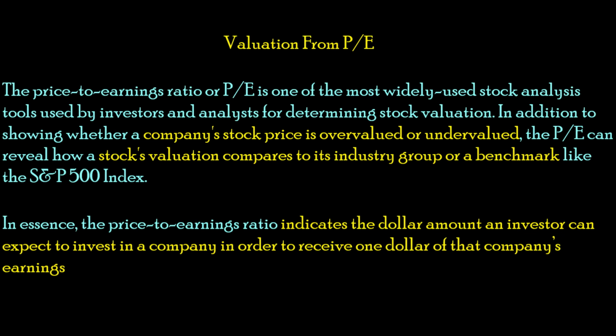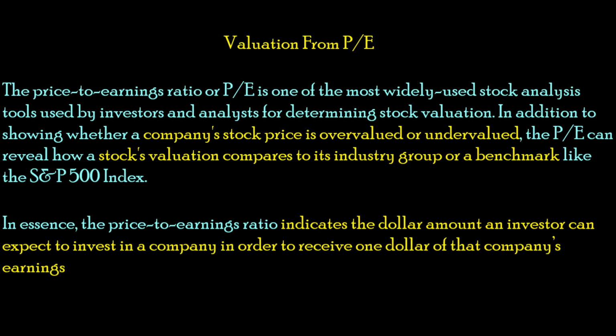Valuation from PE. The price to earnings ratio is one of the most widely used stock analysis tools used by investors for determining stock valuation. In addition to showing whether a company's stock price is overvalued or undervalued, the PE can reveal how a stock's valuation compares to its industry group or benchmark like the S&P 500 index. In essence, the price to earnings ratio indicates the dollar amount an investor can expect to invest in a company in order to receive $1 of that company's earnings.